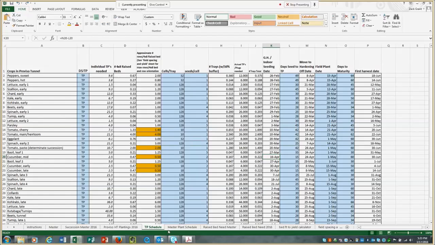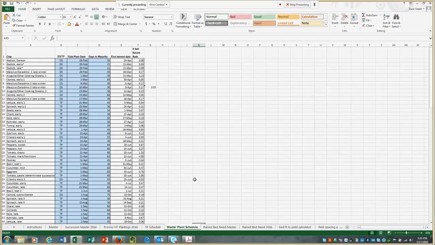Okay? So this is just an example of how I pulled data from that master sheet and turned it into a transplant sheet. Now let's say we want to have a master planting schedule. So that's what I have here. So this is a simplified master planting schedule where I've taken all of the crops, regardless of if they're direct seeded or transplanted, put it into column A. In column B, I put whether we are direct seeding or transplanting, so I know that info. And then here, all I have is the field plant date, the days to maturity, the first harvest date, and the number of raised beds that I need at that time, because that's going to come into play when we look at the next sheet.